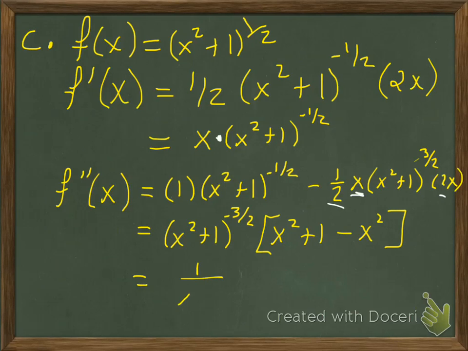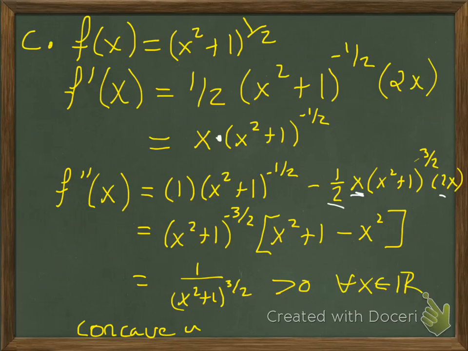So after all that hard work, we have 1 over x squared plus 1 to the 3/2. And that's positive all the time. It's positive over positive, so that's positive for all real numbers. So it is concave up all the time. This is a happy function. Concave up all the time.